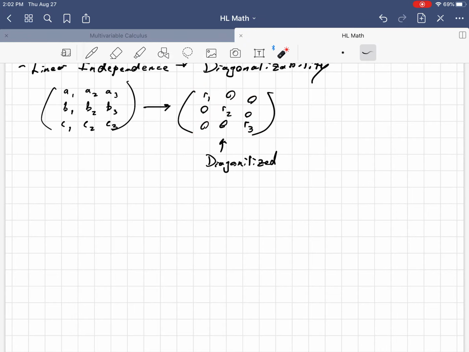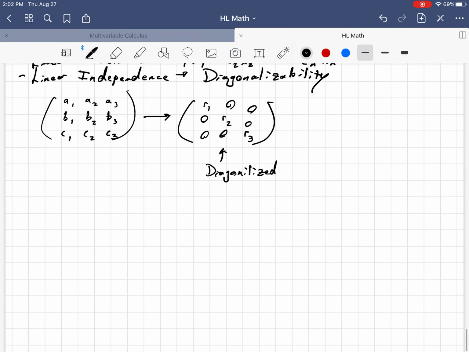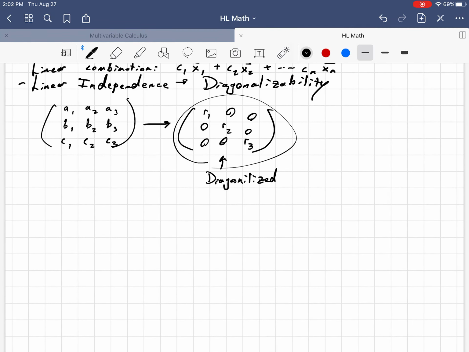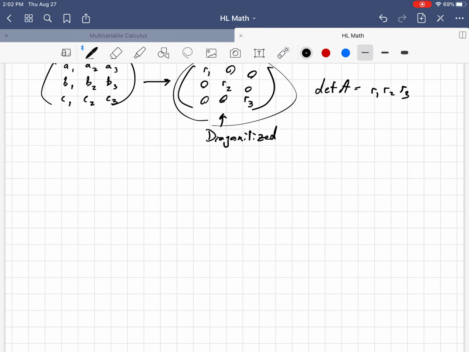Okay, so why is a diagonalized matrix useful? I mean, what's the point of considering a diagonalized matrix? Well, the point is that the determinant of this matrix, let's call it A, is just R sub 1 times R sub 2 times R sub 3. Why? Hopefully you can see it pretty obviously.